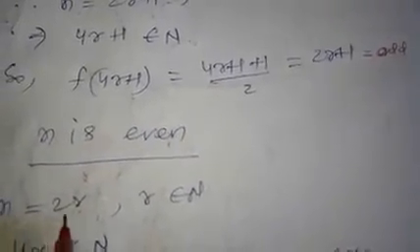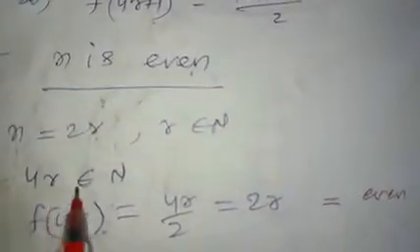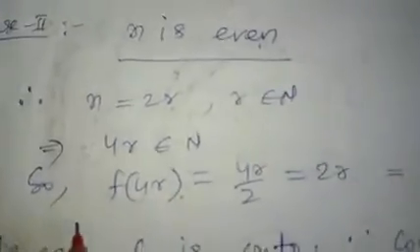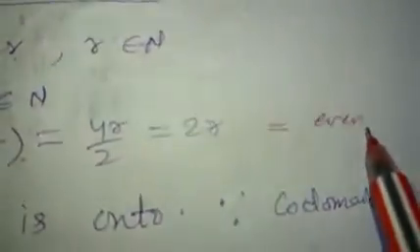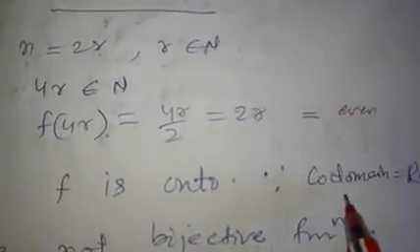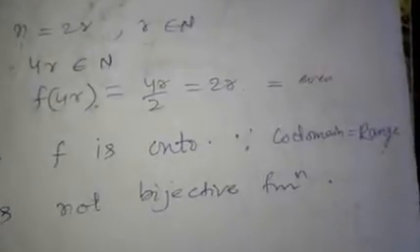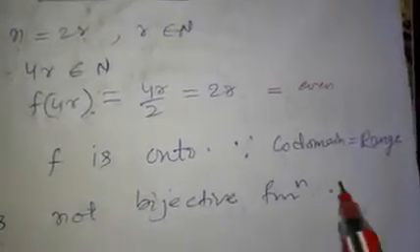Case 2: n is even, n is equal to 2r, where r belongs to natural numbers. That implies 4r also belongs to natural numbers. So f of 4r is equal to 4r by 2, that is 2r, which is even. Hence f is onto, since codomain is equal to range.